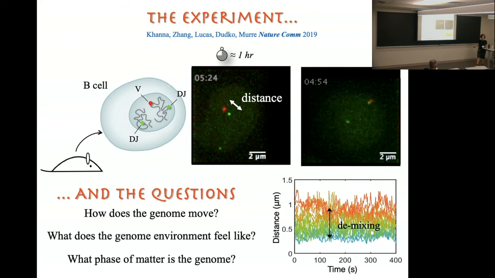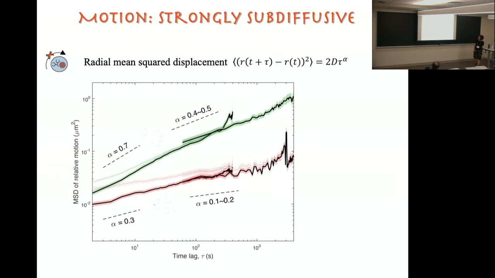So to understand the mechanism of genomic motion, we analyzed a number of quantities that are well known as diagnostic tools for understanding the underlying mechanism of diffusive motion. The first of these tools is the mean square displacement. As you know, the mean square displacement is the measure of excursion of the random walker from the point of origin during time tau. The green curve is the mean square displacement for the interchromosomal motion, the relative motion of two green dots on different chromosomes. The red curve is the mean square displacement of the intrachromosomal motion, the relative motion of V and DJ, red and green, in the same chromosome.